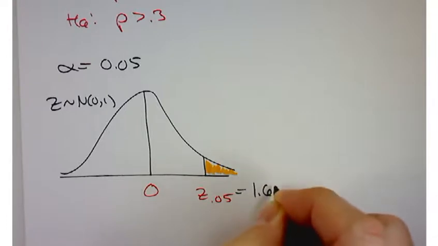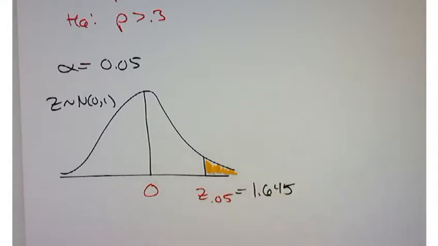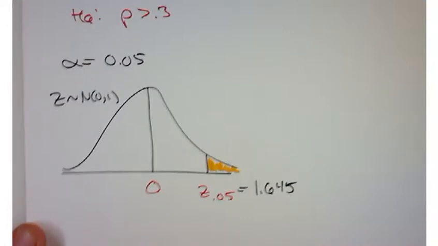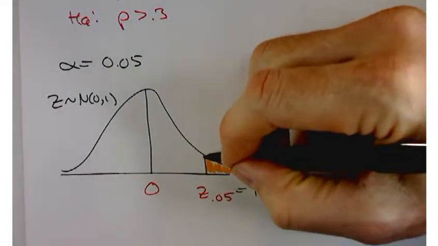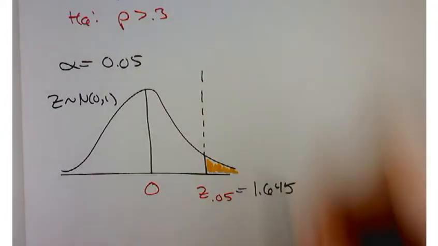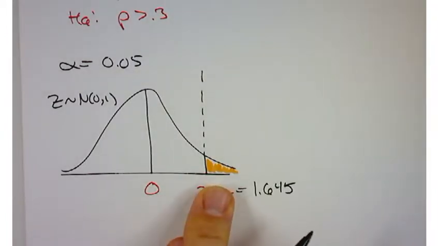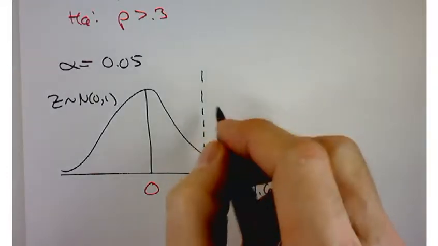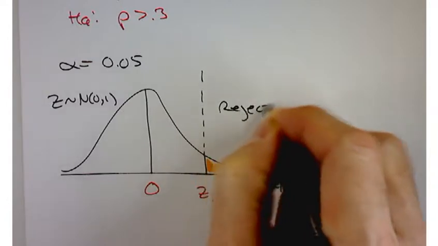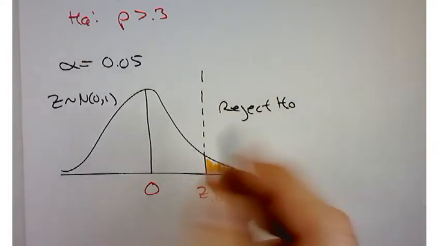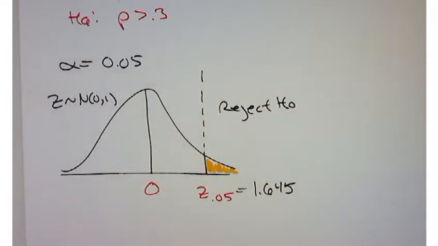1.645, I'll round it off. Okay. So this divides up what's called our critical region. If you get a test statistic, something you calculate based on your data, to the right here, you're going to reject H0. And anything to the left here, you're going to fail to reject.